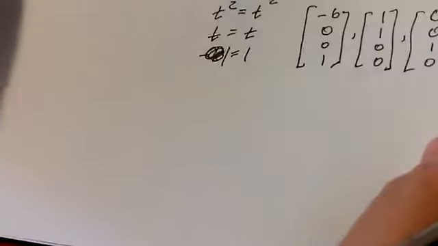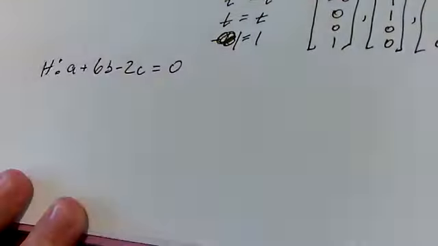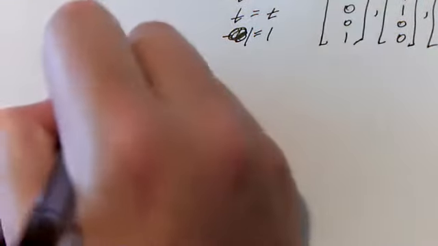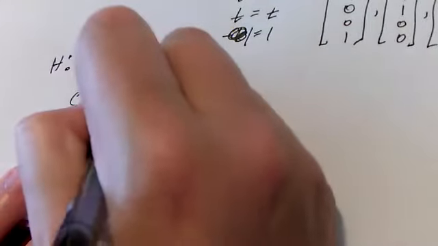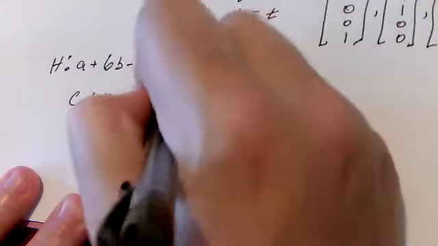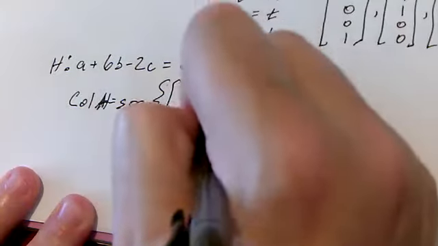Okay, let me do another one there. So I'm going to have another one here that is A plus 6B minus 2C equals 0. This is my space H. So then the column space, I just have one equation. That's going to be, and that should be H, not A, the span of this vector where I have one copy of A, 6 copies of B, and negative 2 copies of C.